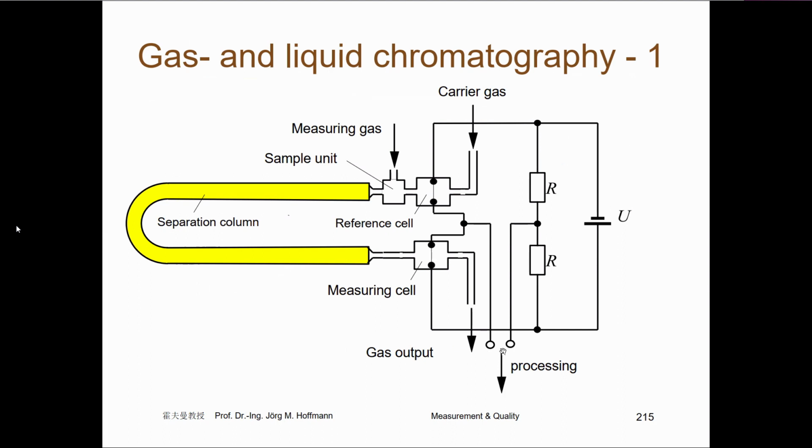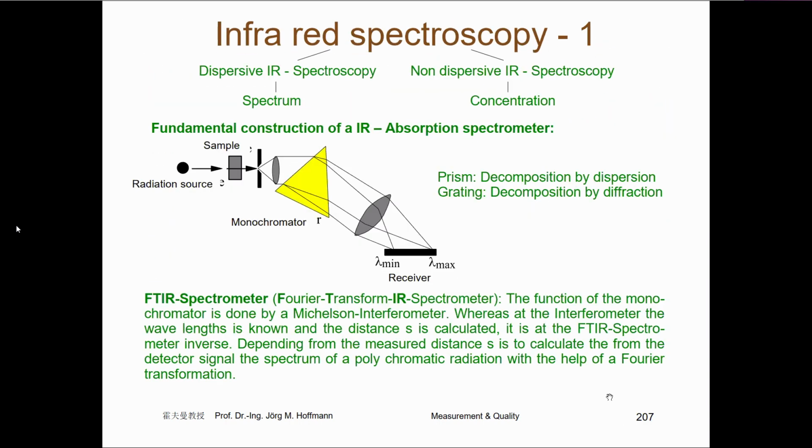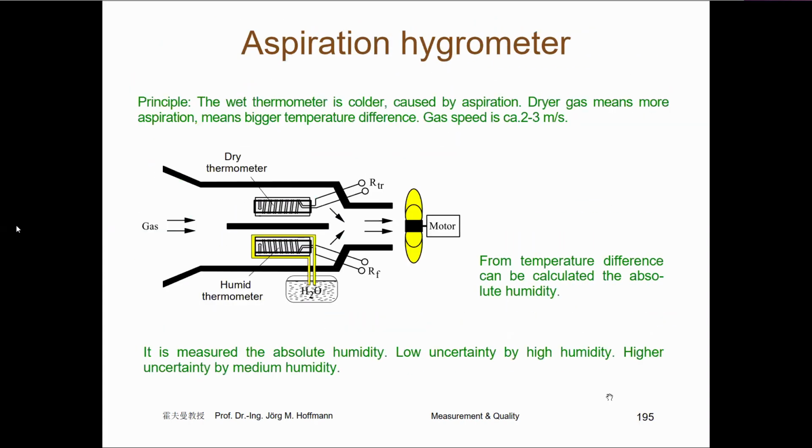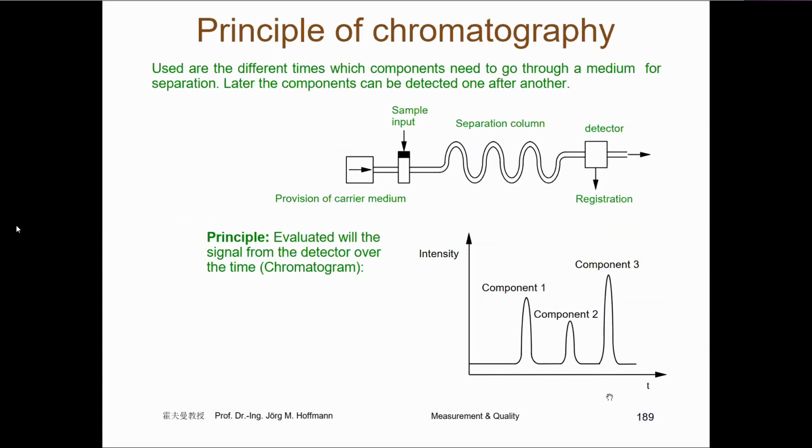And what you register is only when the bridge goes out of balance. What you register is the time when it happens, and the time represents the kind of gas or liquid that you measure here. That is a practical example, and we go back again. So that is gas and liquid chromatography.